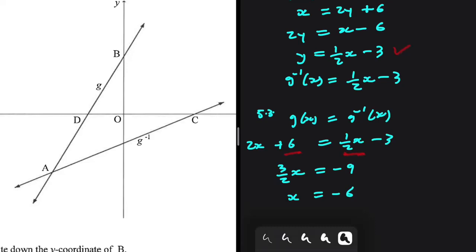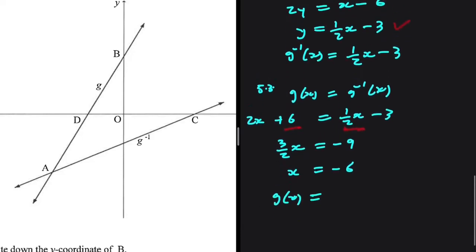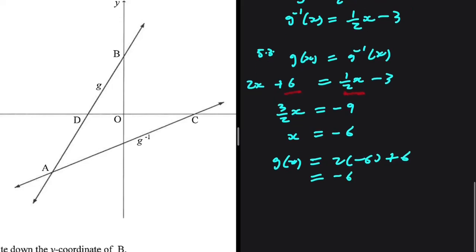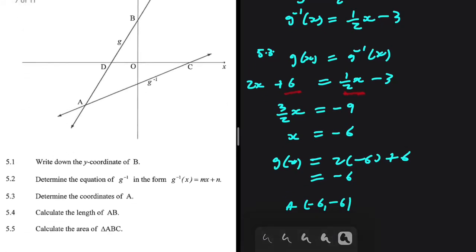Now I just have to substitute x equals minus 6 into g of x or g inverse. If I substitute it into g of x, I'm going to get 2 multiplied by minus 6 plus 6. So 2 multiplied by minus 6 is minus 12. Minus 12 plus 6 is minus 6. So the coordinates of A is minus 6 and minus 6. That is 5.3. Quite easy to compute.